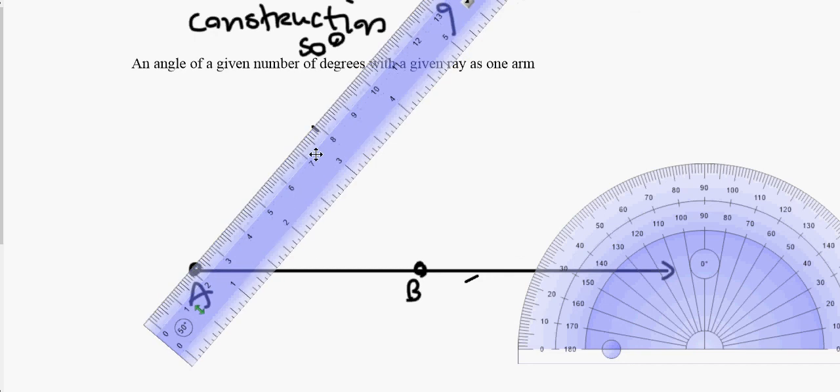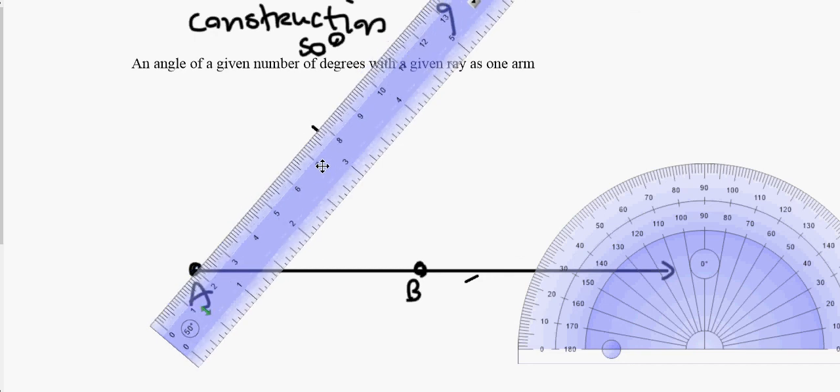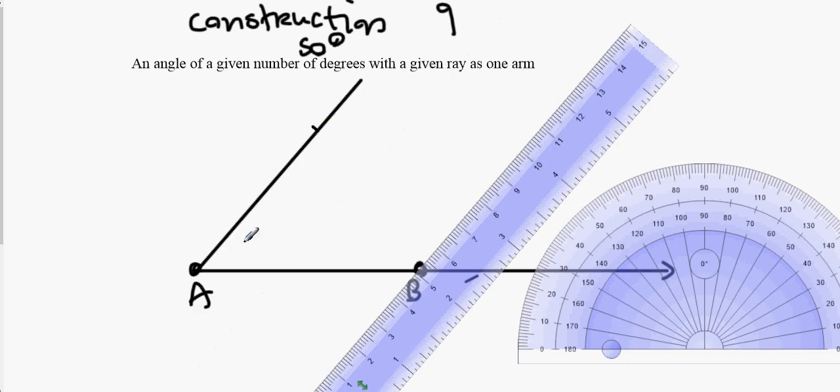So you can see that there's 50 degrees. So 50 degrees up, draw the line through, and there you go. Now make sure you mark in that it's 50 degrees. That's very important to show that you actually did it as 50 degrees. Okay, so that's construction 9.